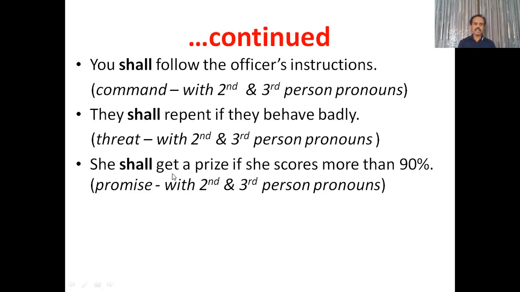Another sentence, she shall get a prize if she scores more than 90%. Promise with second or third person. So she is third person, and it is functioning as a promise. Okay, she shall get a prize if she scores more than 90%. Shall is used to indicate promise.